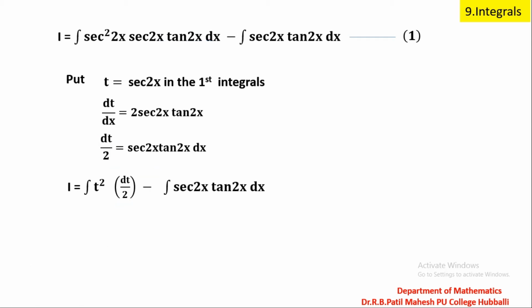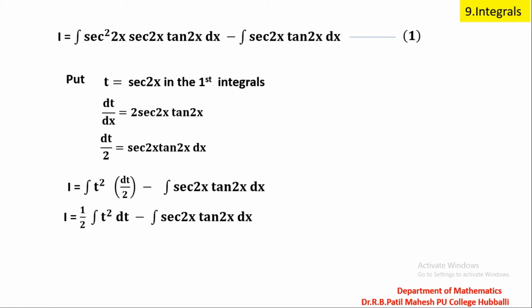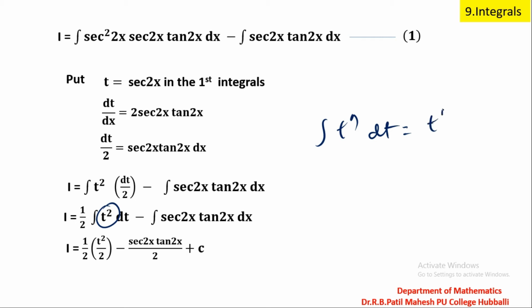And the second integral as it is, I am writing. So taking the constant 1 by 2 outside the integral here, we have integration of t square dt minus integration of sec 2x tan 2x dx. So finally, integration of t square, using the formula integration of t raised to n dt, that is t raised to n plus 1 upon n plus 1 plus c.